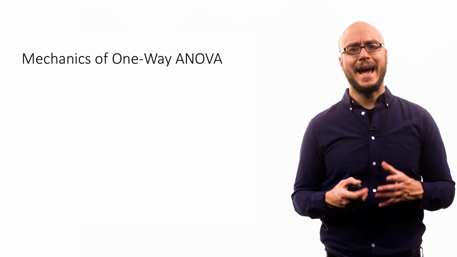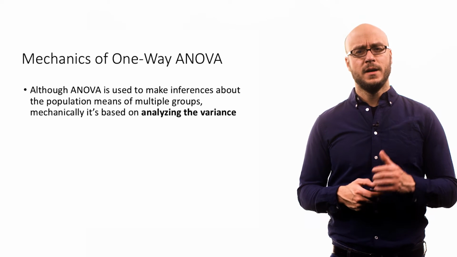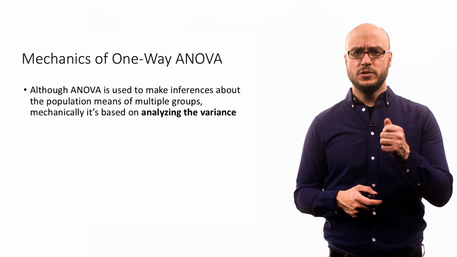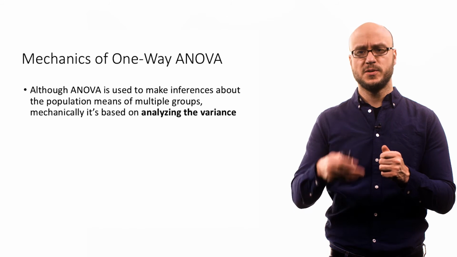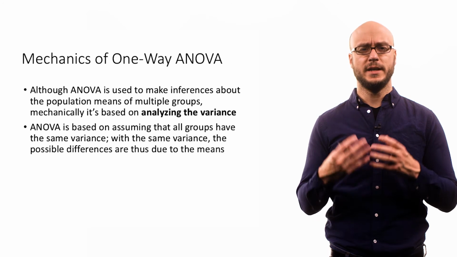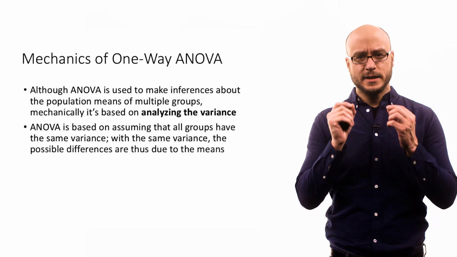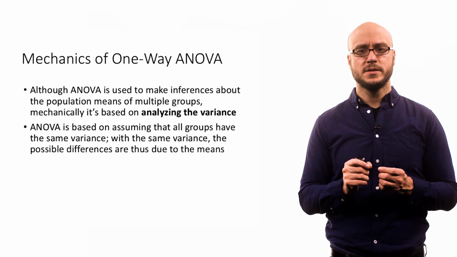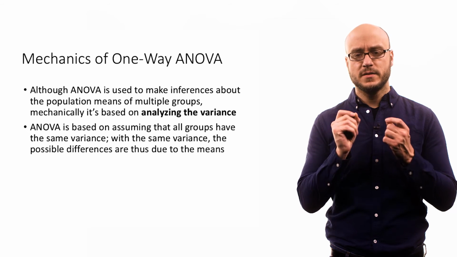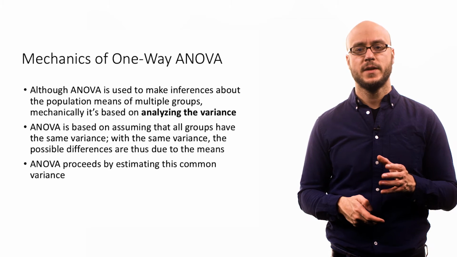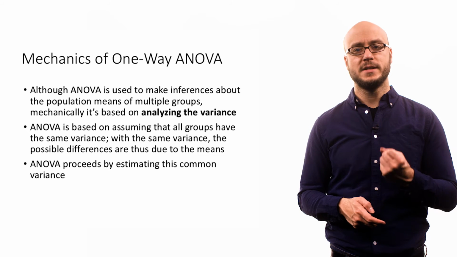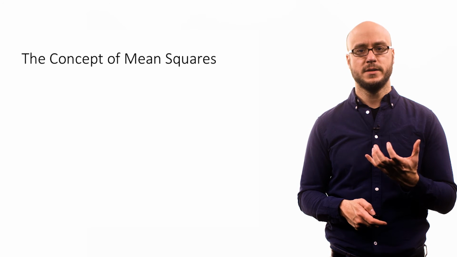Let's talk about the mechanics of one-way ANOVA. Again, it's used to compare the means of multiple groups. Mechanically, it starts with analyzing the variance or variability in your data. It's based on assuming all groups have the same variance. With the same variance, the possible differences are thus due to the means for each group. And then it starts by estimating this common variance.